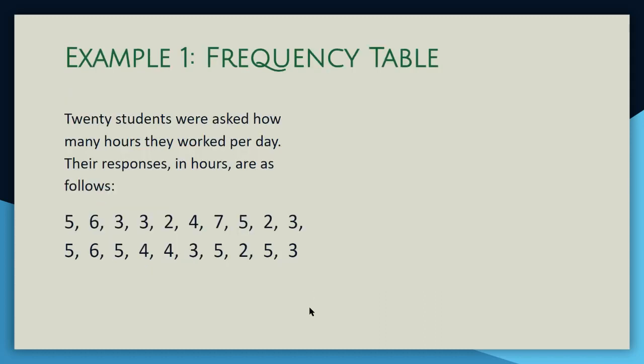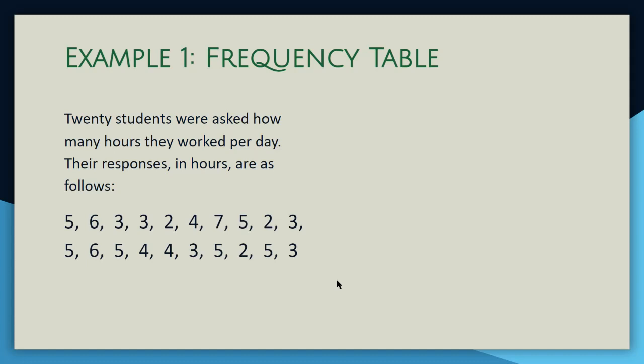So we're going to go ahead and construct a couple together. I'm going to show you examples of different types. So this example says 20 students were asked how many hours they worked per day. Their responses in hours are as follows: 5, 6, 3, 3, 2, 4, 7, 5, 2, 3, and so on. I'm not going to read that all out. And they want us to construct a frequency table.